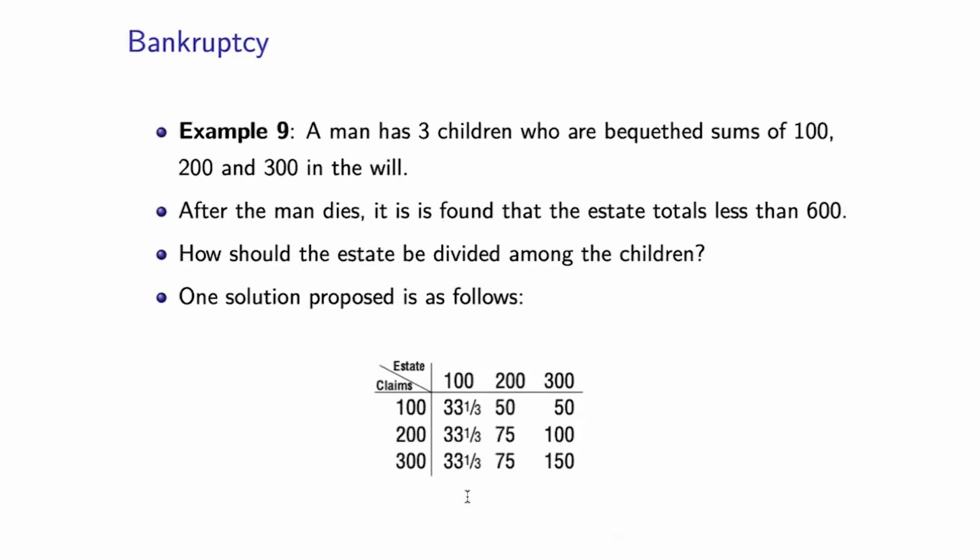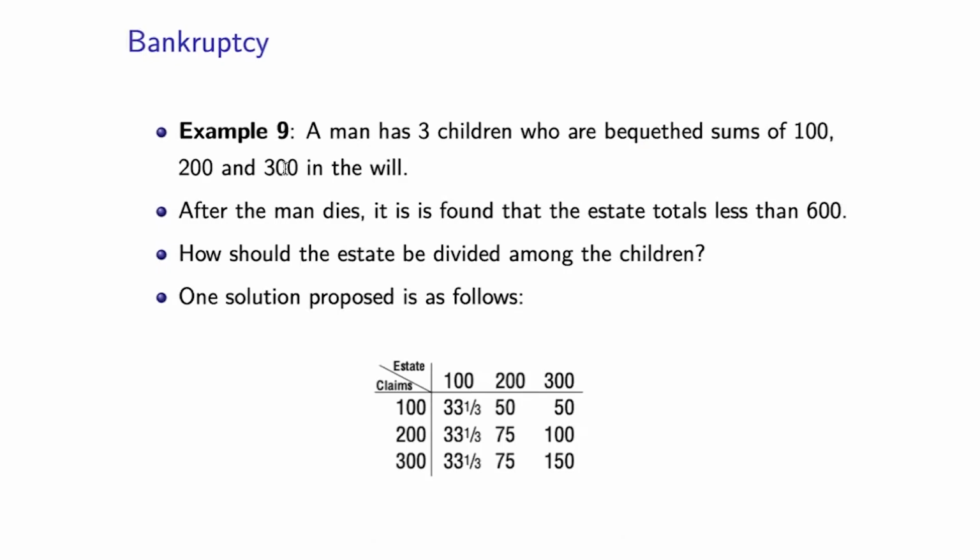So far we have been talking about division among two people. Now let's consider a case where you have a man who has 3 children, and they are bequeathed sums of 100, 200, and 300 in the man's will. After the man dies, it turns out that the estate's total is less than 600. Why is 600 the critical number? Because they were bequeathed sums of 100, 200, and 300, so if you add them up, it's 600.